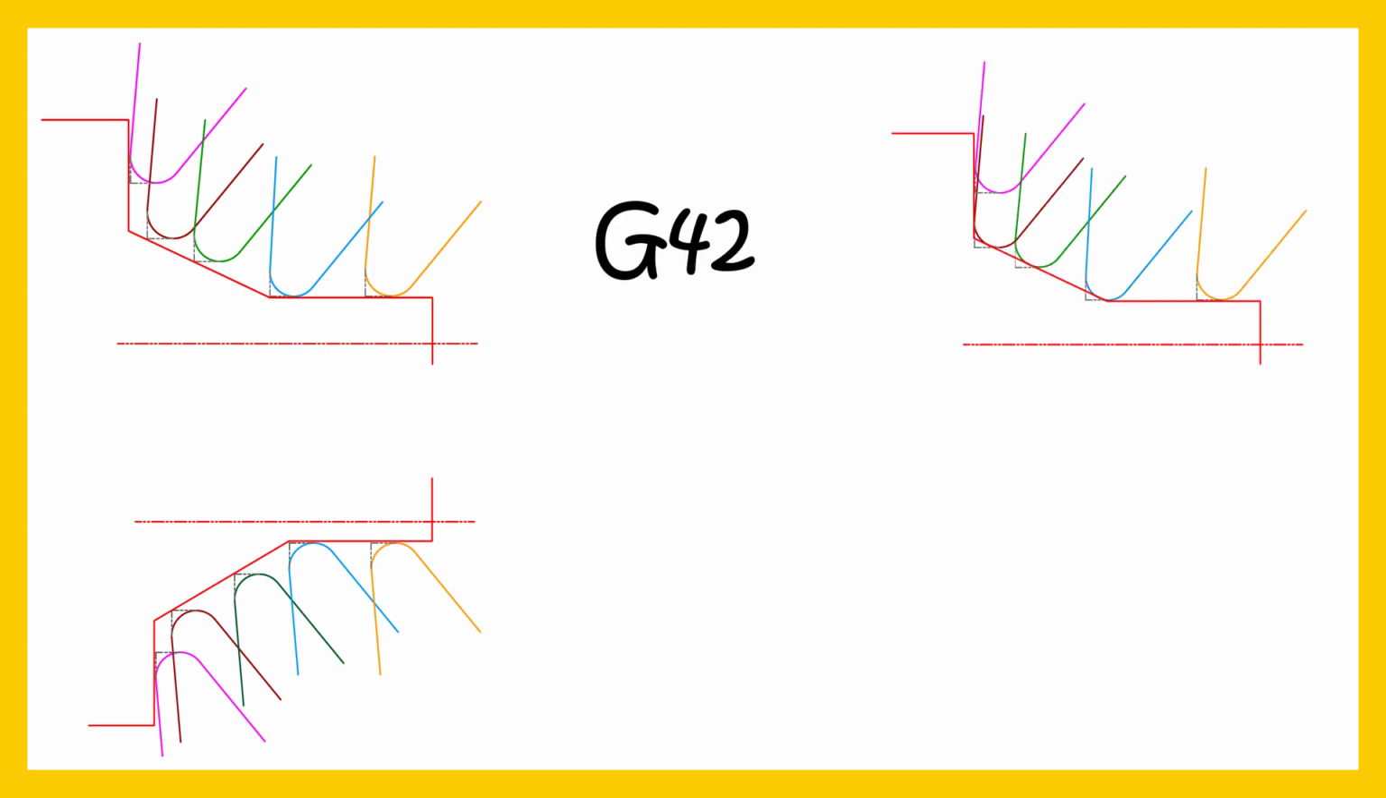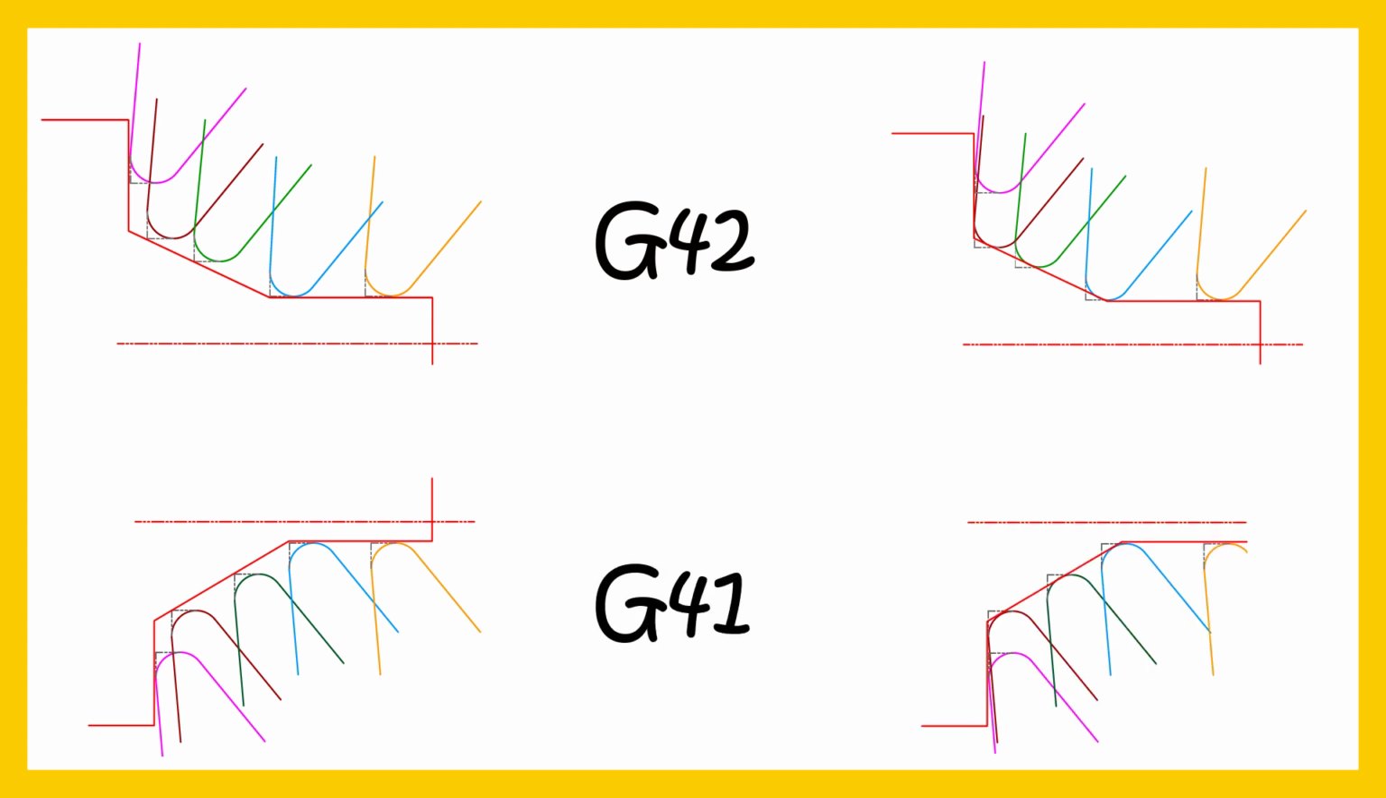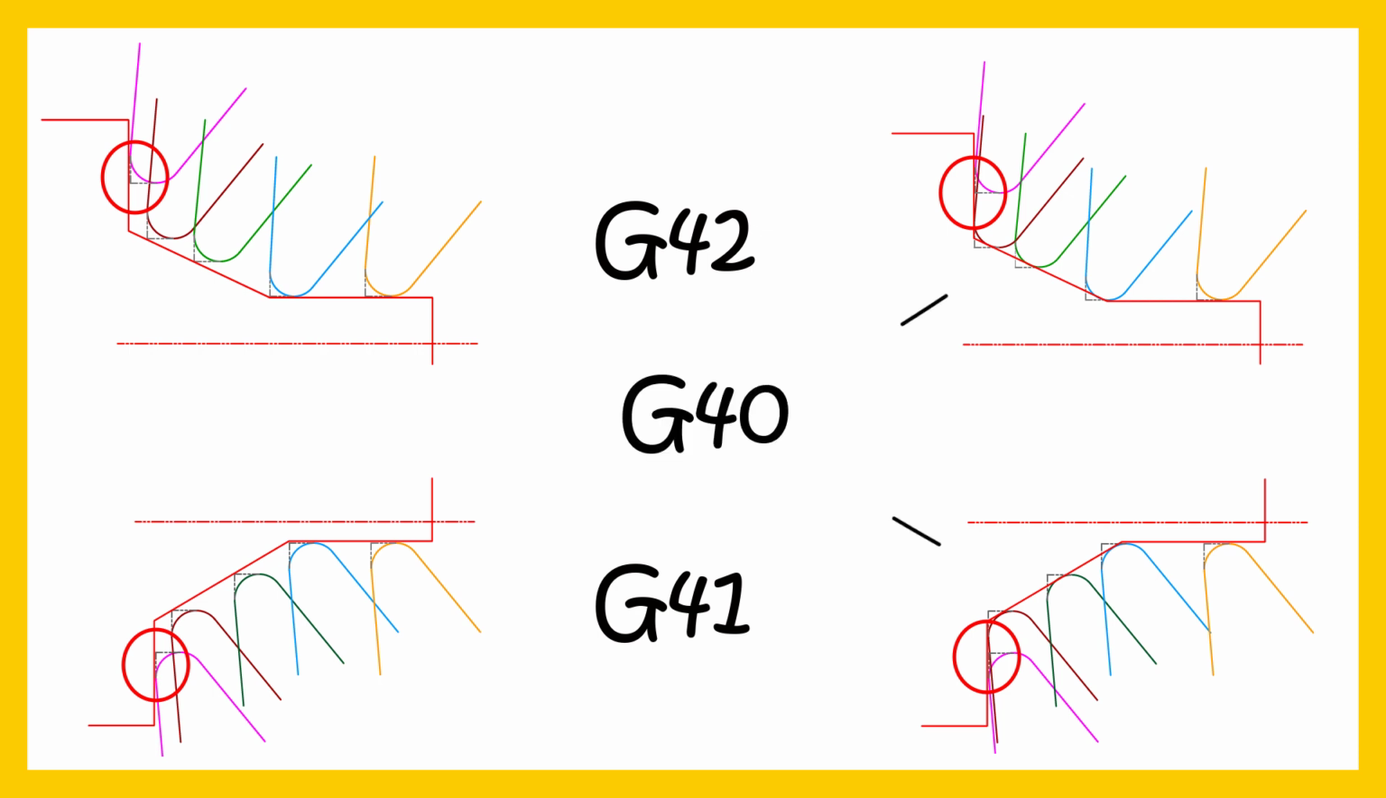Conclusively, we can say that for OD profiles, we have to use G42, and for ID profiles, we have to use G41. And for the position on the face, compensation will be cancelled automatically by the controller. We can also see that these positions are unaffected by the compensation. Finally, in order to cancel this compensation, we can use code G40. After using this code, the tool's imaginary point will start following the programmed path.